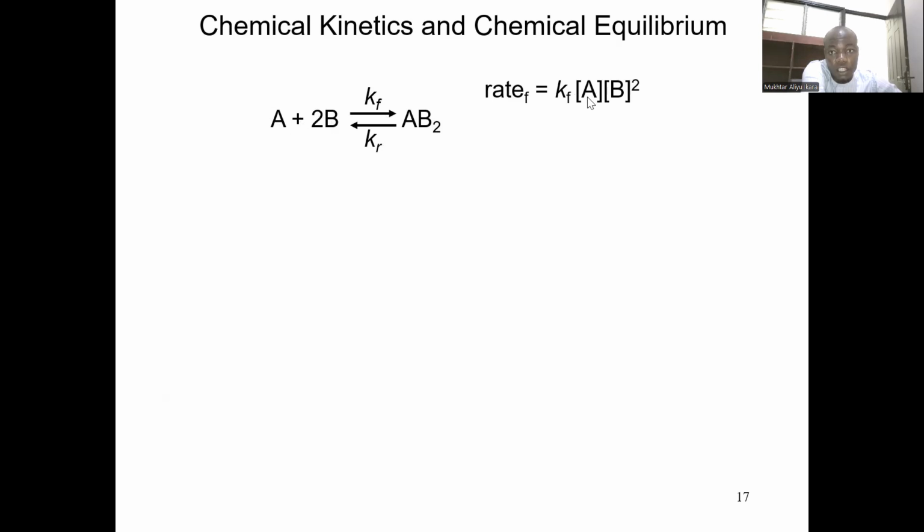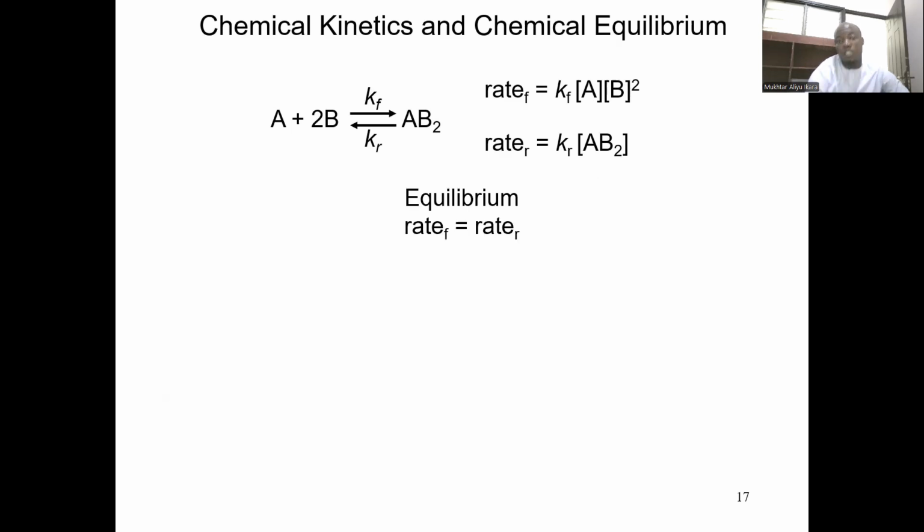So we have rate of forward is equal to Kf times concentration of A times concentration of B raised to the power of 2. And then for the reverse reaction, our reactant is AB2, so the rate of the reverse is equal to Kr times the concentration of AB2. Therefore, at equilibrium, the rates of the forward and the backward reactions are the same.